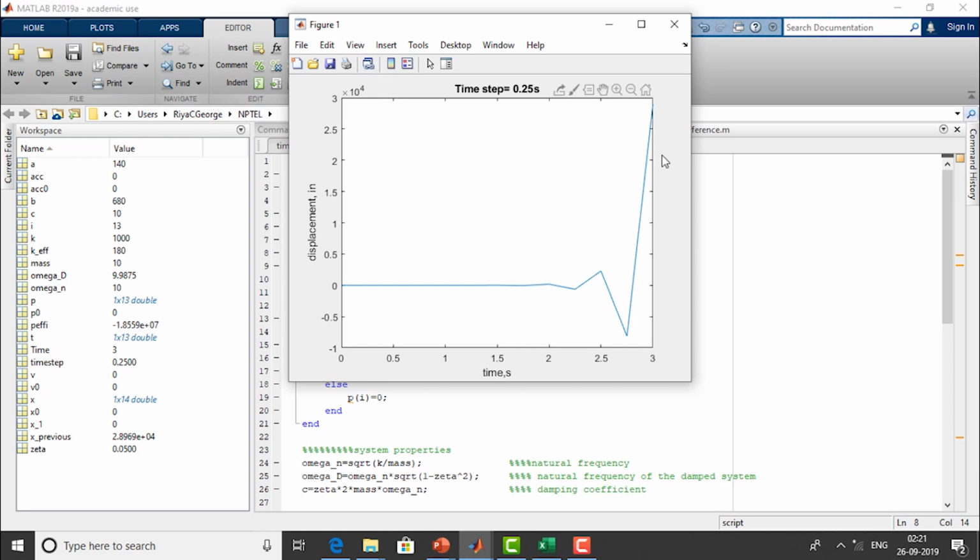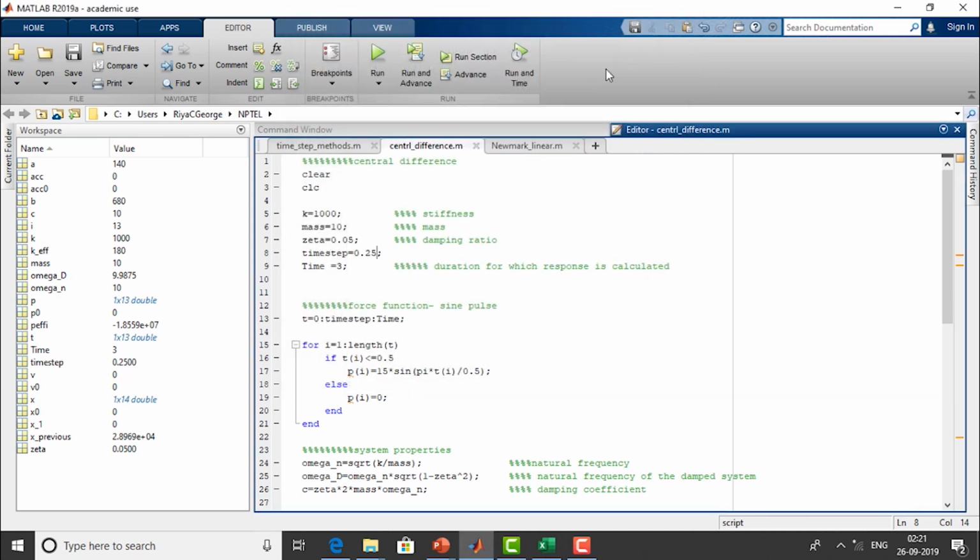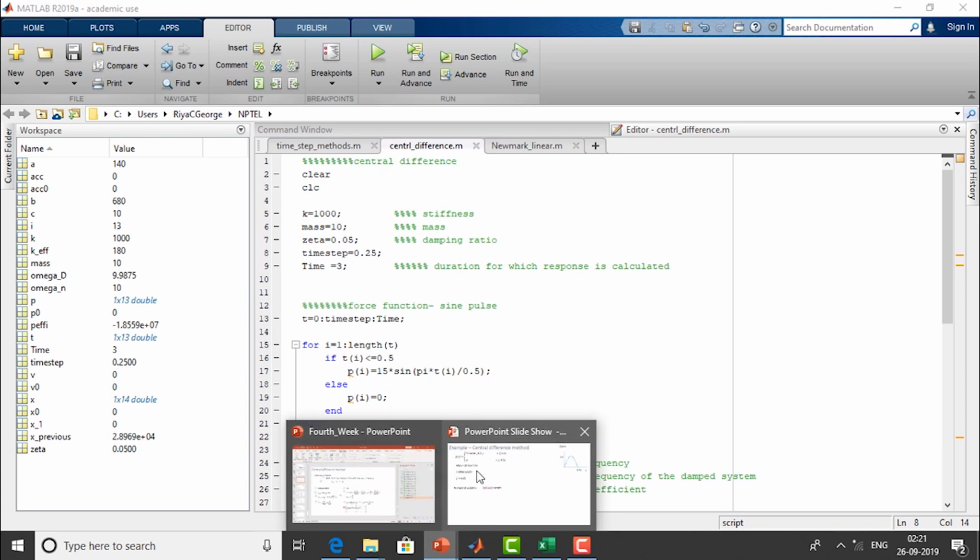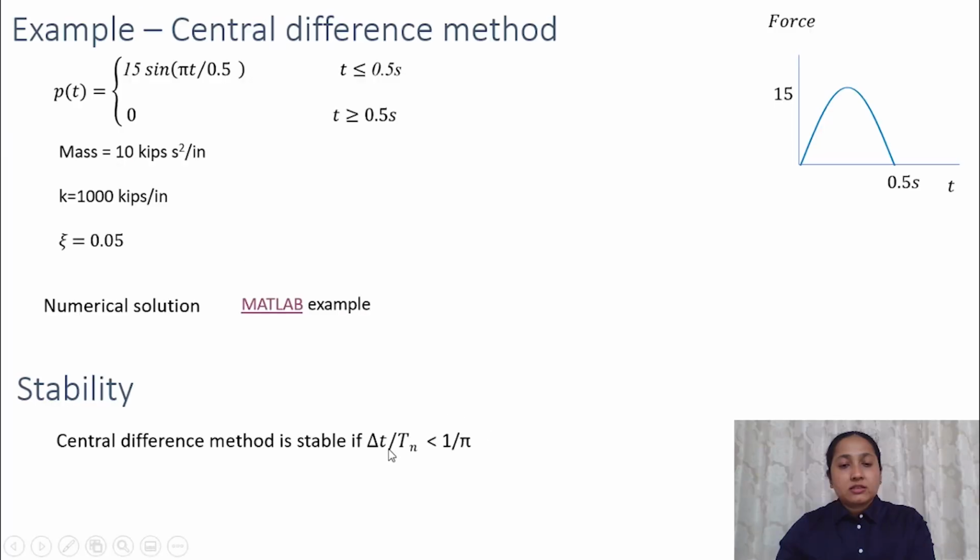So this response is kind of meaningless for the system we are solving for. So what led to this meaningless result? That is because of the larger time step. So this central difference method is stable only if the time step is small enough.